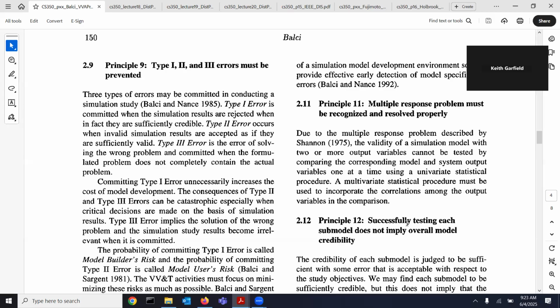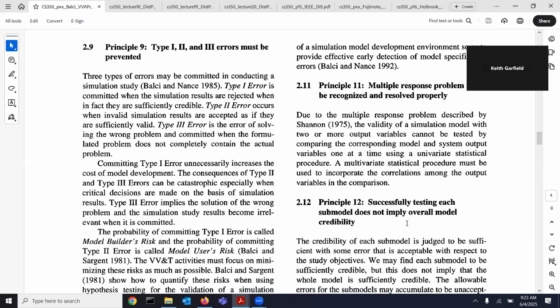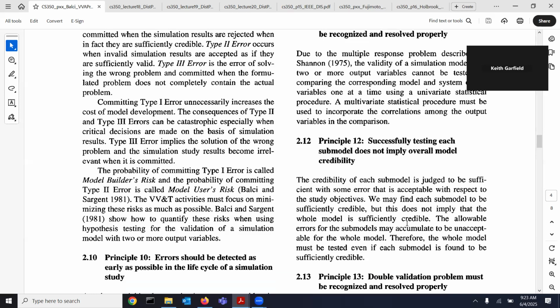We talked about testing the submodels does not imply the overall model is good. And again, that's because of emergent effects. When you combine the submodules, each one is effectively an agent. The agents are going to interact. You get emergent behavior. The emergent behavior is difficult to describe, hard to provide the boundaries for.